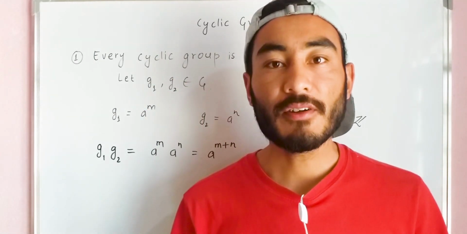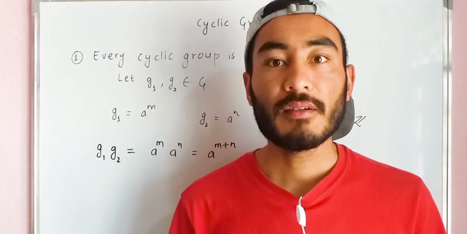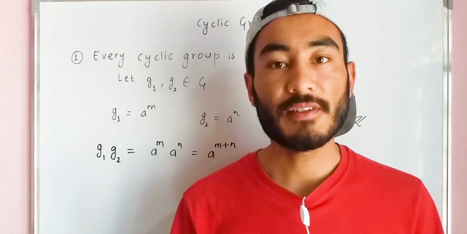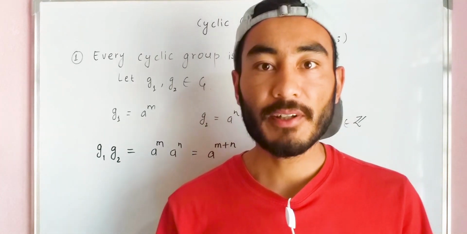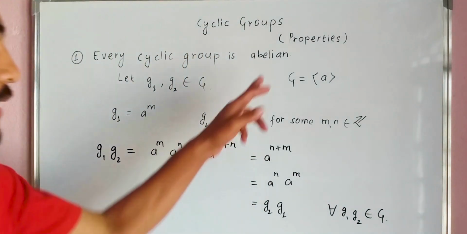Hi, this video is on properties of cyclic groups. There are certain properties a group enjoys if it is a cyclic group. The first property is every cyclic group is abelian.